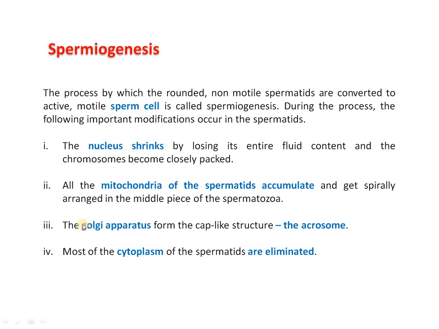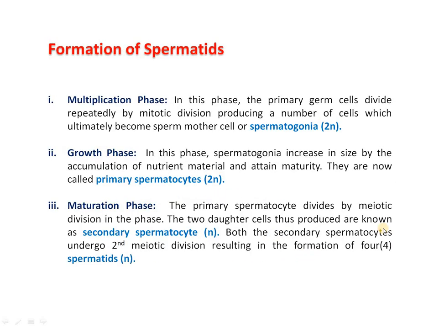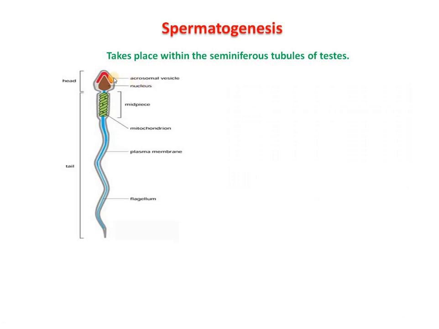So many cell organelles are present. So here the Golgi apparatus, specifically in the sperm cell, gets modified into a cap-like structure, the acrosome. So here in the picture we can see that in the head region, at the tip of the head region, we can see an acrosomal vesicle. So this is the acrosome. Okay, this is the modification of the Golgi apparatus.